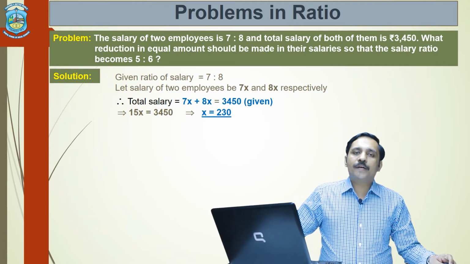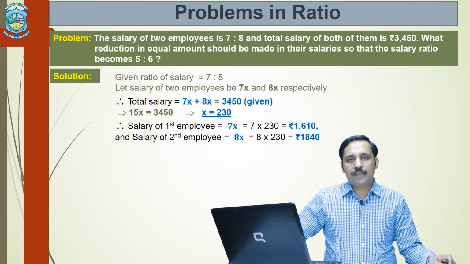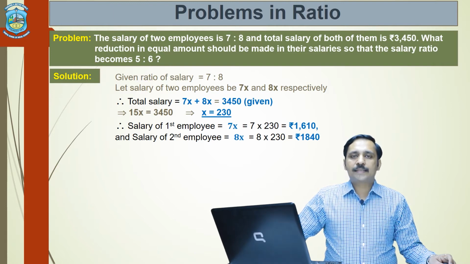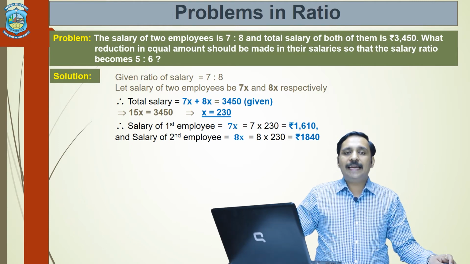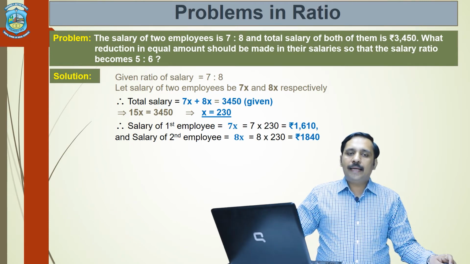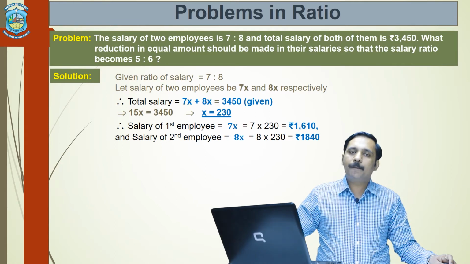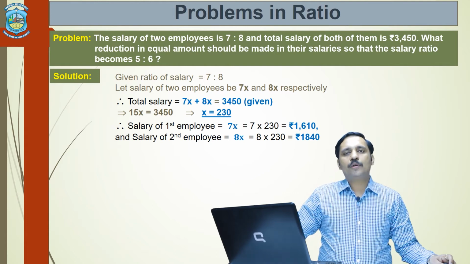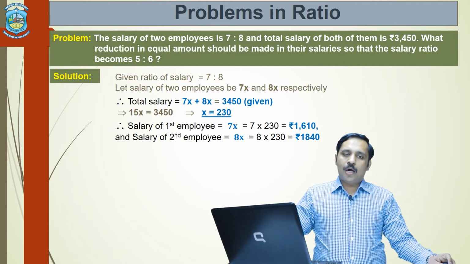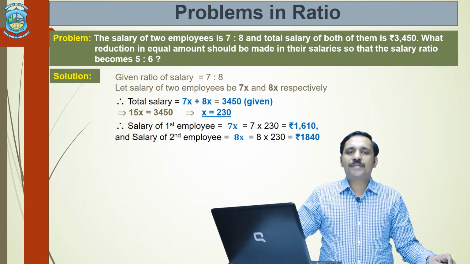Now the salary of the first employee is 7 times x, that is 7 times 230, which is equal to 1610 rupees. Also the salary of the second employee is 8 times x, that is 8 into 230. The answer is rupees 1840. Here please remember, if units are mentioned in the question, in the final answer you have to mention the units also.